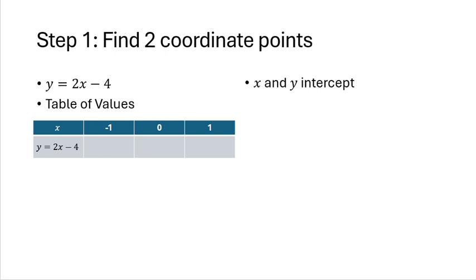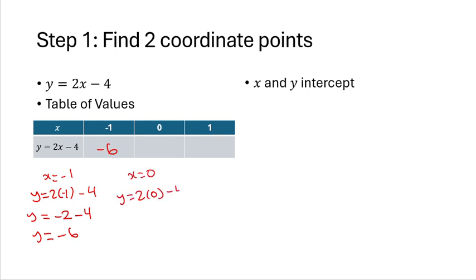Remember, if you remember from the revision slides, you got to pick out some x values to substitute in. So I'll do that for the table values right now. Okay. So x equals negative 1, y equals 2 bracket negative 1, minus 4. 2 times negative 1 is negative 2, minus 4, and then I end up with y equals negative 6. Just like that. Now, x equals 0, y equals 2 bracket 0 minus 4.